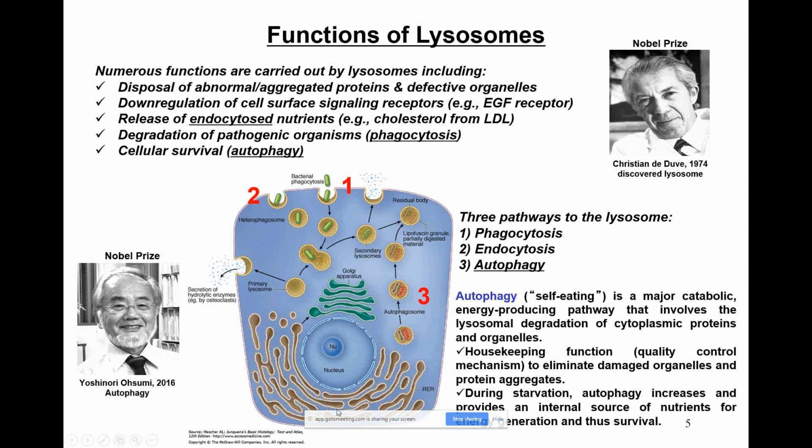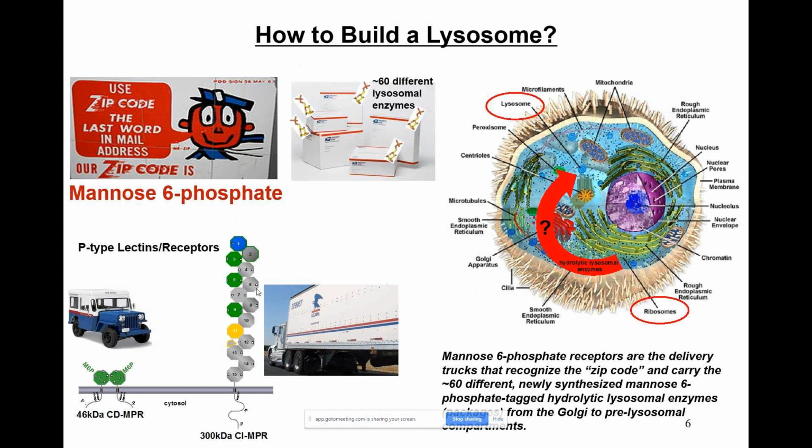I also wanted to mention that Yoshinori Ohsumi received the Nobel Prize for his work on studying this autophagy process. So as you can see, the lysosome is really critical for many important processes in the cell and in the organism. So the question is, how do we make a functional lysosome? As I mentioned, the lysosome contains about 60 different soluble enzymes. So how do we package those enzymes into the lysosome?